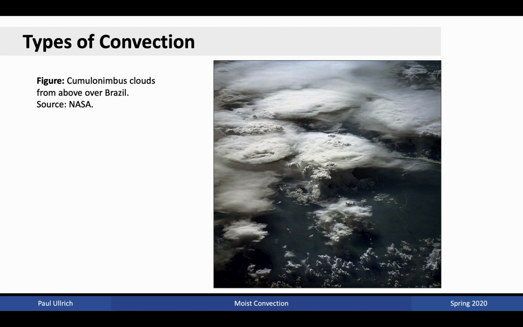Here are shots of cumulonimbus clouds from above, taken over Brazil. Here the source is from NASA. As we can see here, we have the typical anvil characteristics associated with these deep convective plumes. Further, we have multiple convective episodes occurring within the frame of this shot. The anvil-like structure leads to roughly flat anvil tops and spreading of the moisture content as it reaches the tropopause.